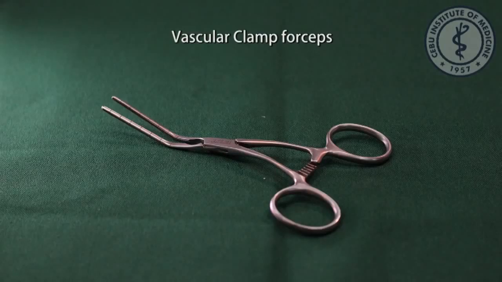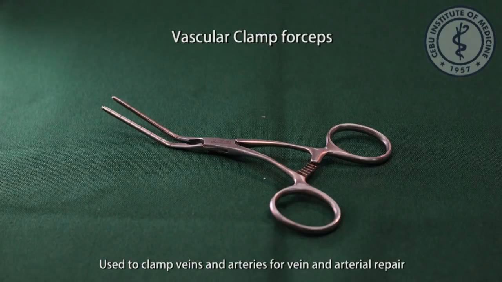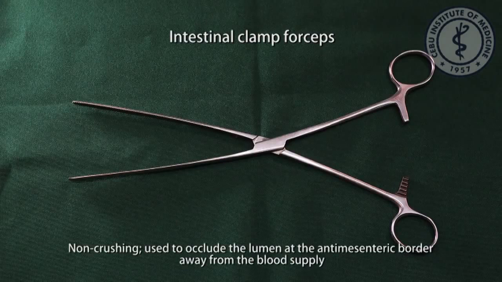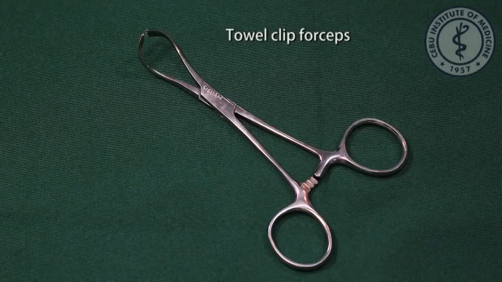Vascular clamp forceps, used to clamp veins and arteries for vein and arterial repair. Intestinal clamp forceps, non-crushing, used to occlude the lumen at the antimesenteric border away from the blood supply. Towel clip forceps, to hold towels in place.